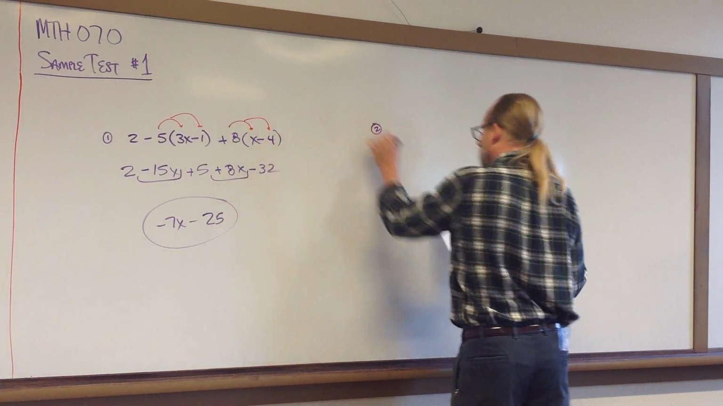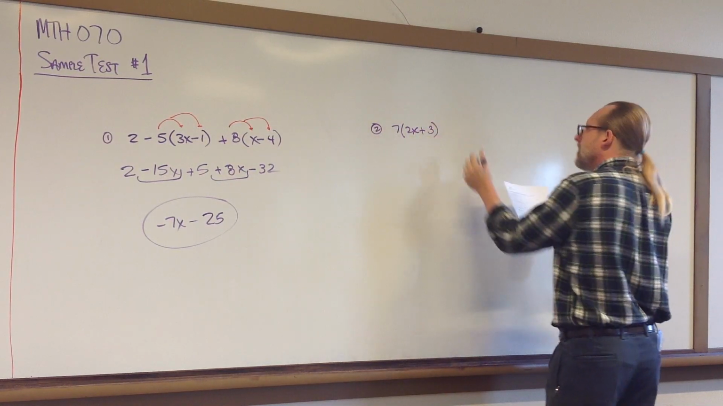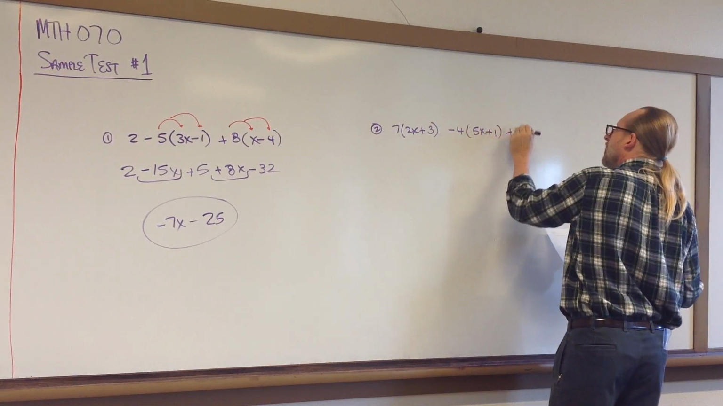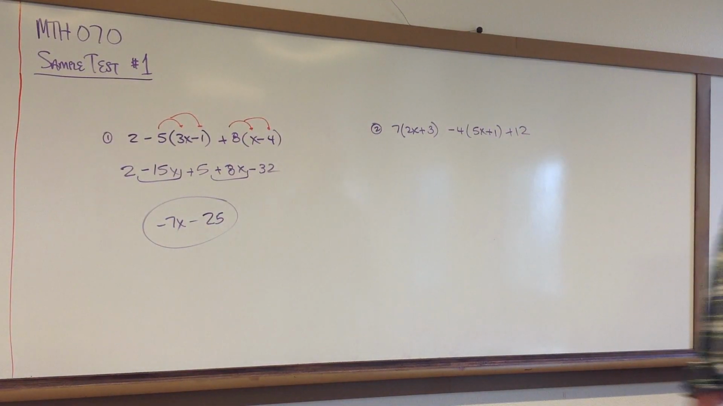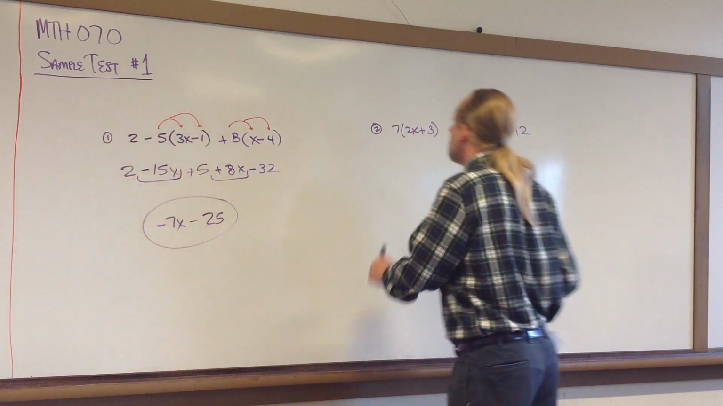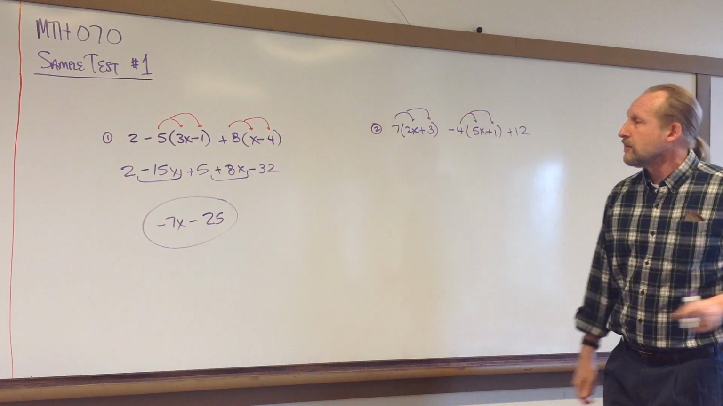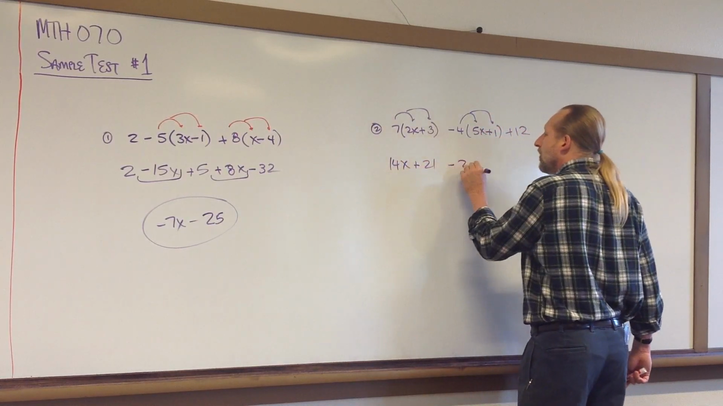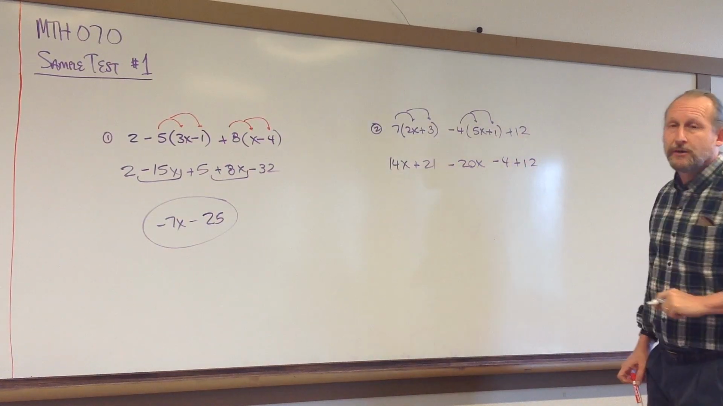Problem 2: 7 times (2x plus 3) minus 4 times (5x plus 1) plus 12. Very similar to the first problem, except that you don't have this tricky part at the beginning. We just need to distribute, and then we'll go through and combine the like terms. So this will have 14x plus 21, and then minus 20x minus 4, and plus 12.